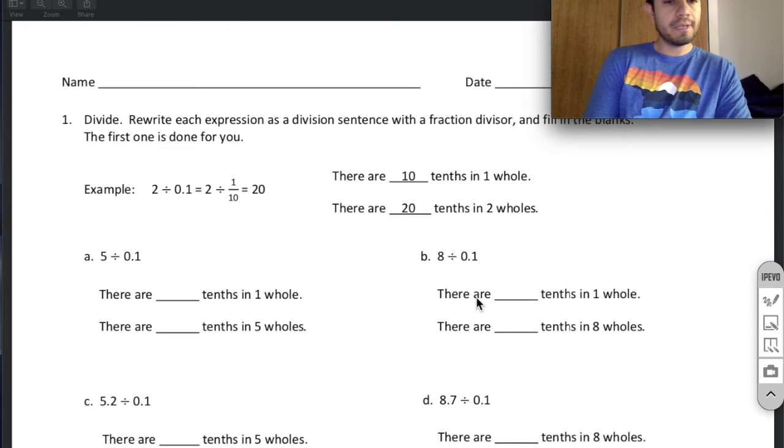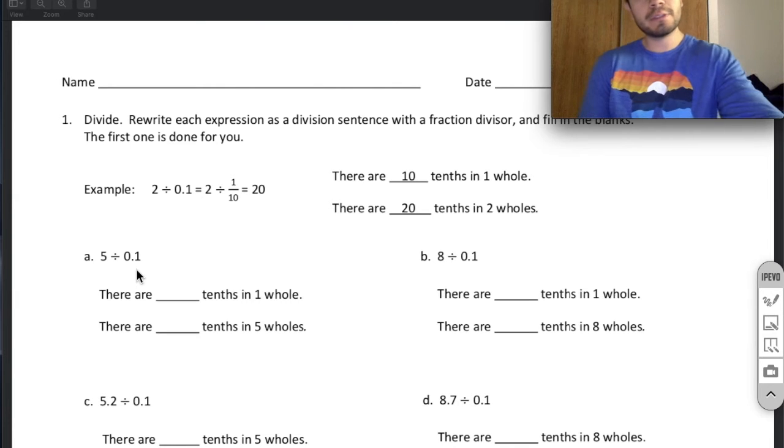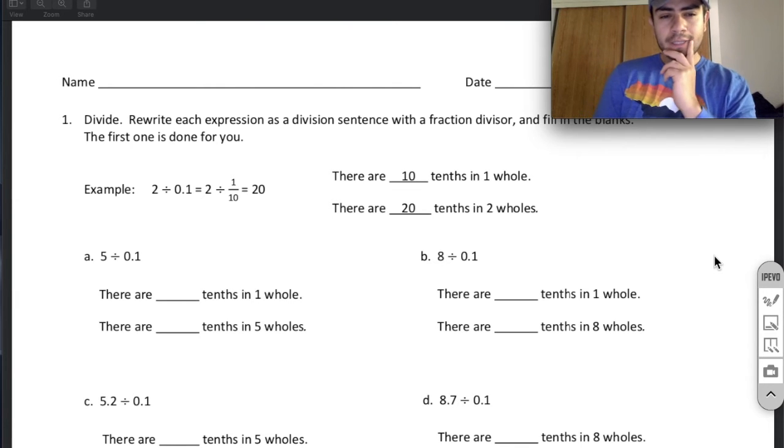Hello everybody, today we're going to be working on still dividing fractions, but we're going to first deal with decimals and then turning those into fractions. Now let's take a look at the first one here, which is A. First it wants you to note how many tenths there are in one whole.